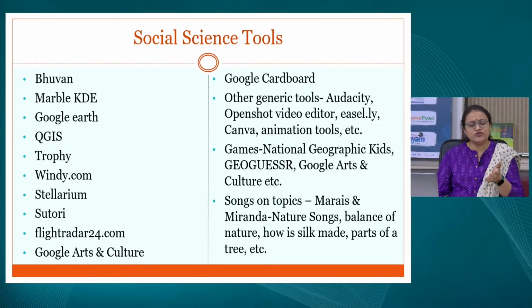Then we have other generic tools like Audacity, OpenShot Video Editor. Then we have Canva, animation tools, etc. These are the generic tools. I mean generally these can be used for other subjects or in general for different subjects. So we can use these generic tools for creating various resources for e-content for our social science subjects also.